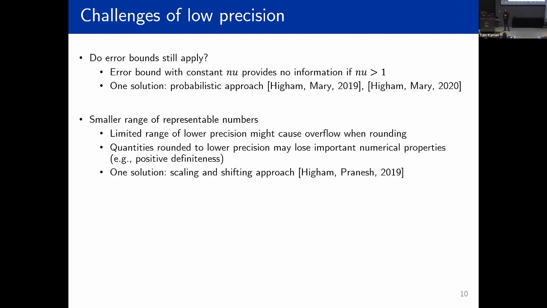The second thing to worry about is that now we have a smaller range of representable numbers. My matrix might have values that are very big and very small in it. Even if I just store my matrix in a lower precision, I'm going to get some NaNs, some Infs, some overflow, just storing my matrix. And if things that are very close to zero now become zeros, I can lose important properties. I can lose, for example, positive definiteness. If I lose positive definiteness, I can't use the conjugate gradient method anymore, et cetera. So these are things that we have to pay attention to.